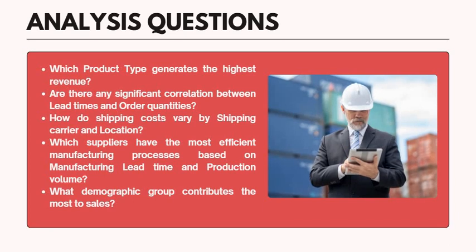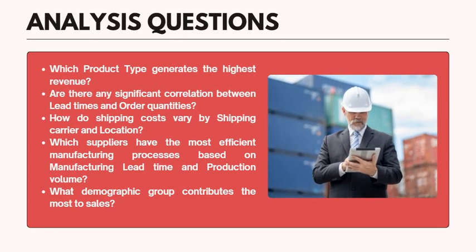Next come the analysis questions, what we have to analyze in this project. First question says, which product type generates the highest revenue? Are there any significant correlations between lead times and order quantities? How do shipping costs vary by shipping carrier and location? Which supplier has the most efficient manufacturing processes based on the manufacturing lead time and production volume? And what demographic groups contribute most to the sales?